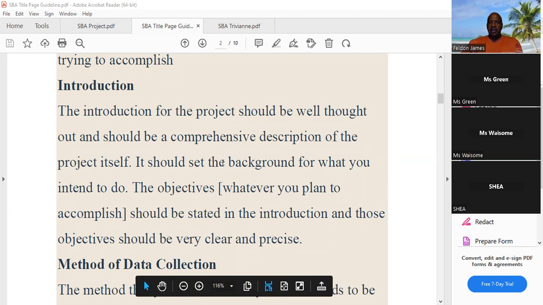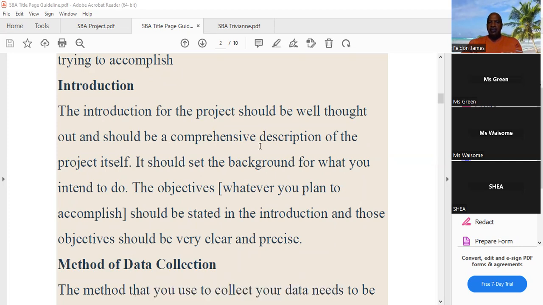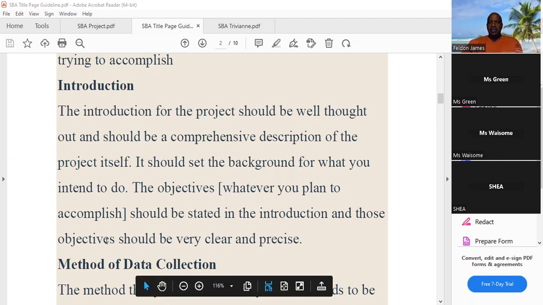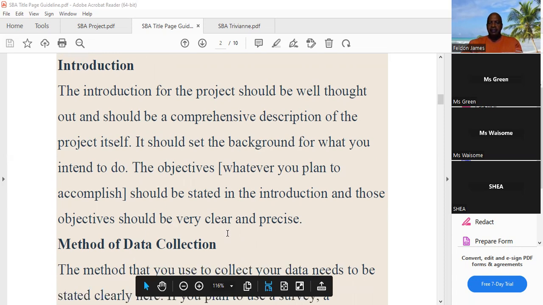So in your introduction, you should have a comprehensive description. You should have a background. You should have objectives that you're trying to accomplish. And you should state all of these in your introduction. And they should be what? Very clear and precise. That means you shouldn't have any confusion about what you're saying.